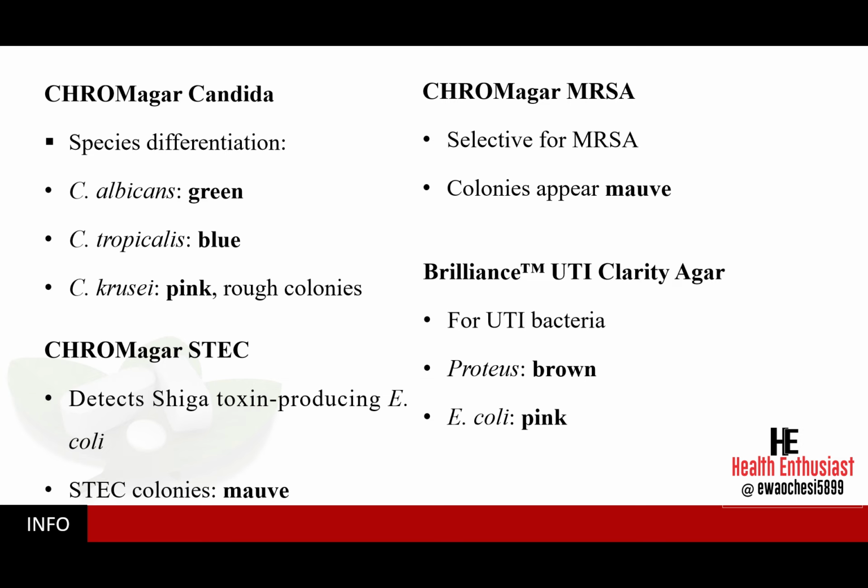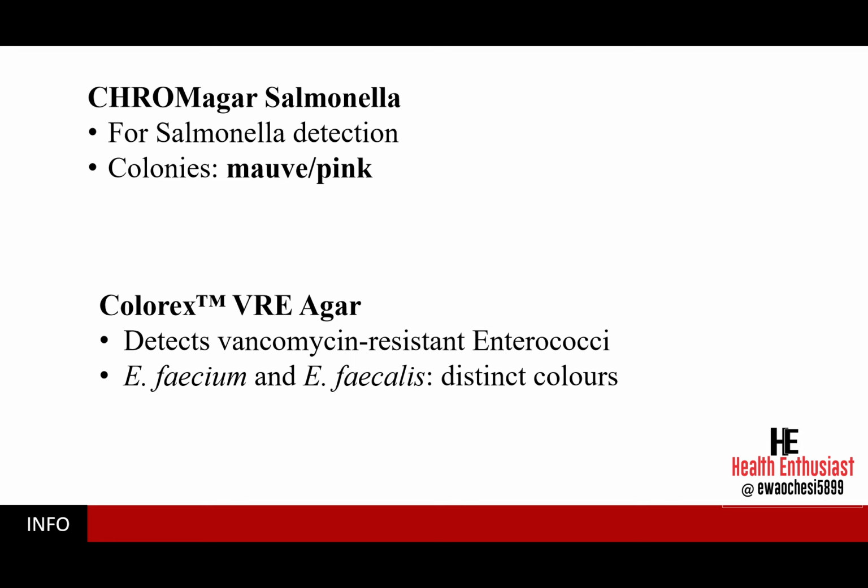Now we have what we call Brilliance UTI Clarity agar. It is for urinary tract pathogens. Distinct colors identify organisms like Proteus. Proteus will appear brown, E. coli as usual will appear pink, and a whole lot of them. Now we have what we call CHROMagar Salmonella. CHROMagar Salmonella is for isolating Salmonella species in clinical and food samples. CHROMagar Salmonella produces mauve or pink colonies.